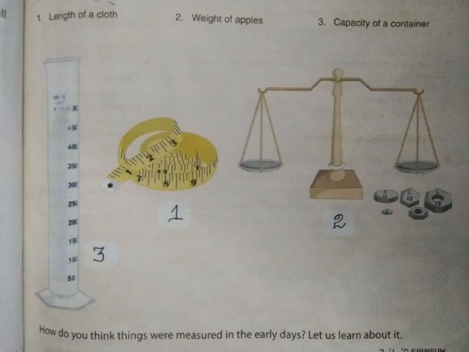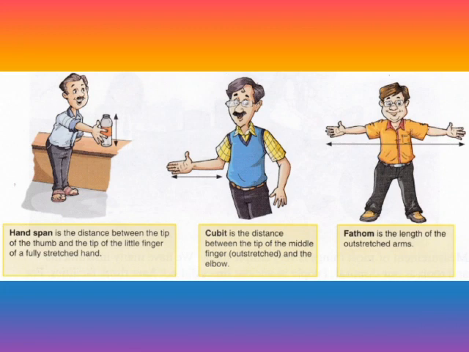So how do you think things were measured in early days? In early days, these things were not there. So how did they measure? So we'll see about that. In early times, people used different parts of their body, such as hand or palm or foot, to measure length.